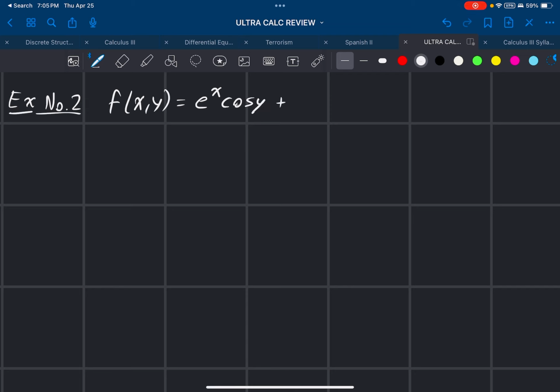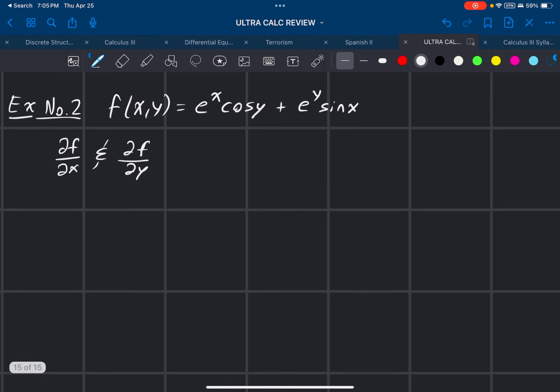Cosine y, e to the y, sine x. Okay, so this one too, we're also just going to be doing partial with respect to x and then partial with respect to y. So let's go ahead and do that. So partial with respect to x.